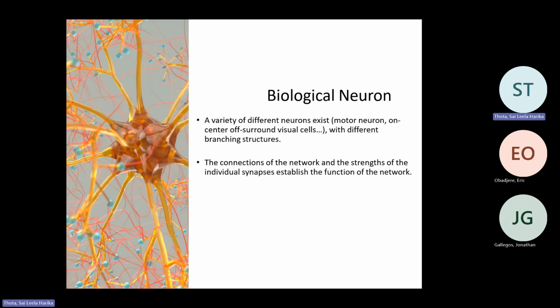The connections of the network and the strength of the individual synapses establish the function of the network. For example, if you consider two neurons, the connection between them is called a synapse. And the stronger the synapse, the greater the connection between the neurons of a network.